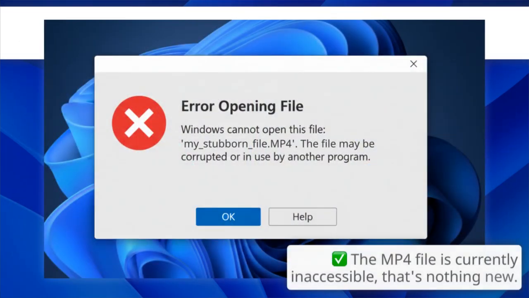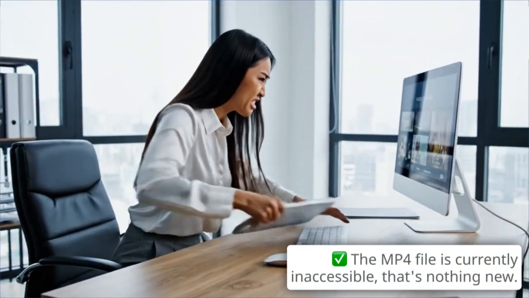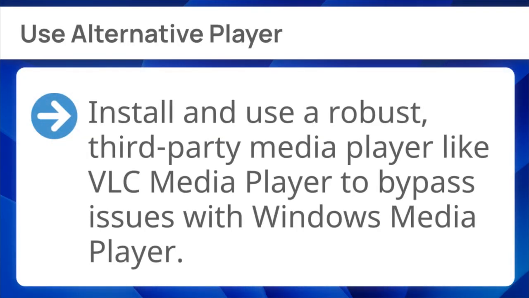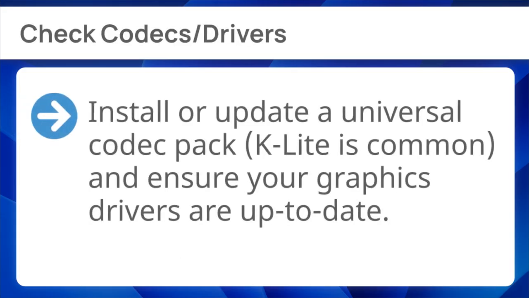Let's run these focused tests on the common failure points to locate where the issue with the MP4 file begins. First, use Alternative Player. Install and use a robust third-party media player like VLC Media Player to bypass issues with Windows Media Player. Next, check Codecs drivers. Install or update a universal codec pack. K-Lite is common, and ensure your graphics drivers are up to date.